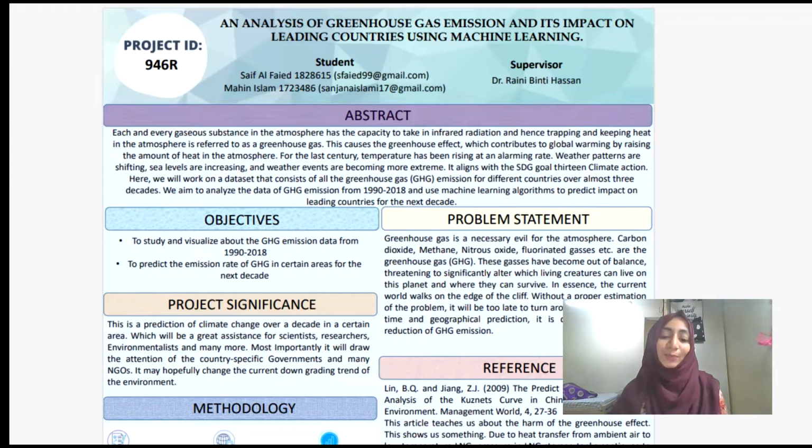So this is our final poster, Final Year Project 1, Bachelor of Computer Science. So now I'm going to describe our project. I'm giving you the project basic information. Our project title is An Analysis of Greenhouse Gas Emission and Its Impact on Leading Countries Using Machine Learning. And our project ID is 946 Earth.